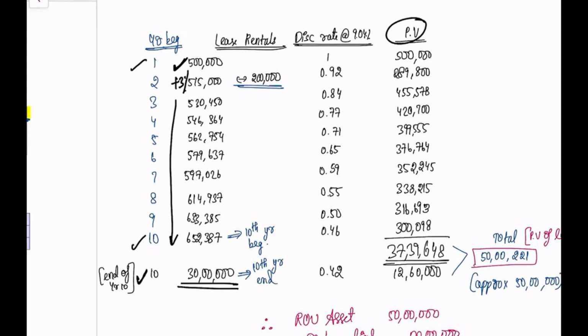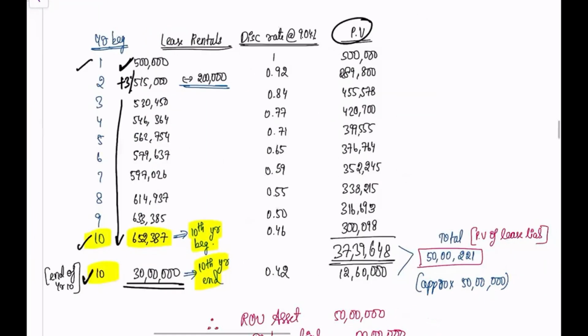Okay. So here the last lease payment you're going to make at the 10th year beginning. But when are you going to buy that asset? At the 10th year end, you're going to pay 30 lakh and buy that asset. So the discount factor you're going to calculate here and the one you're going to calculate here are going to be different. Remember that. Okay. And if you discount all this at 9.04%, you can find out your present value.